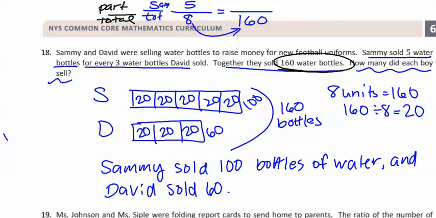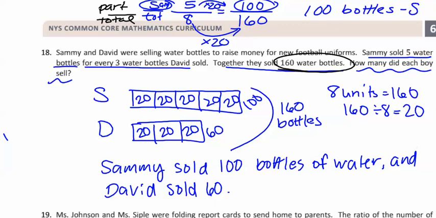And we have to look, how many times do you multiply 8 to get to 160? Well, we know that that's 20 times. So 5 times 20, that's going to give you 100. So we know Sammy is 100 water bottles. And that was Sam. I'm trying to squeeze this in a tiny amount of space, but it's okay. And we know that there was a total of 160, so if you subtract out that 100, we know that the other guy, David, must have sold that amount. So 60 for David.